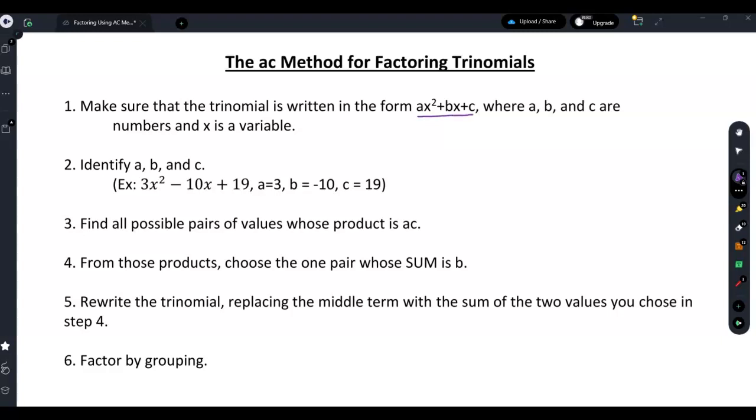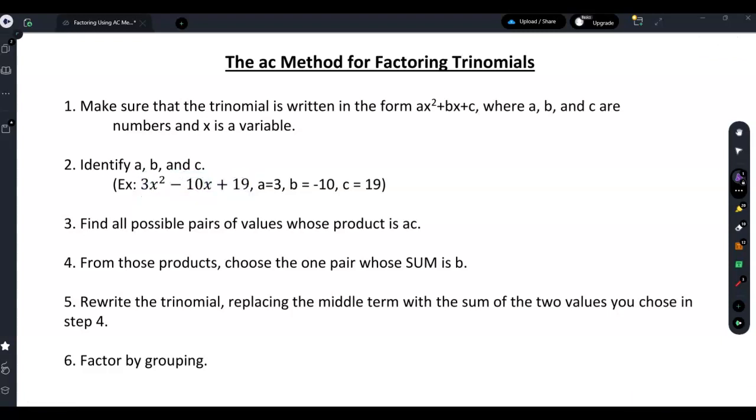So a would be whatever the coefficient is on the squared term, b would be the coefficient on your variable term, and c would be the constant, or the number by itself. For example, 3x squared minus 10x plus 19: a would be 3, b would be negative 10 because the sign goes with it, and c would be positive 19.